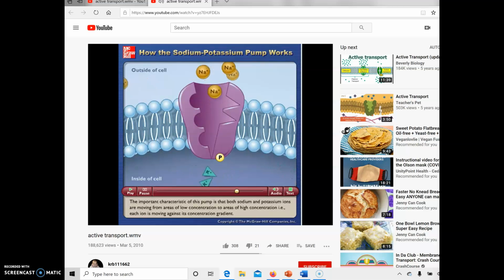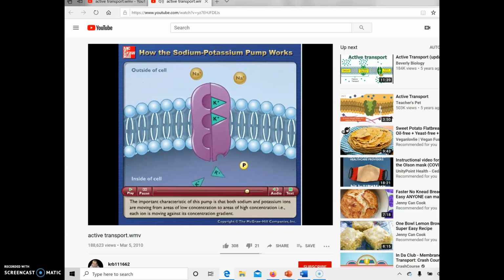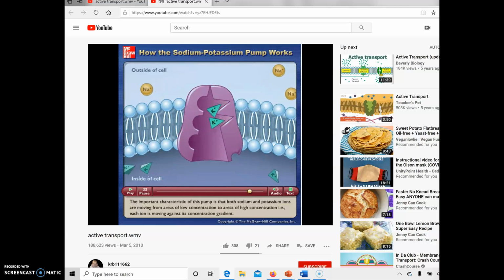The important characteristic of this pump is that both sodium and potassium ions are moving from areas of low concentration to areas of high concentration. In other words, each ion is moving against its concentration gradient. This type of movement can only be achieved by the constant expenditure of ATP energy.